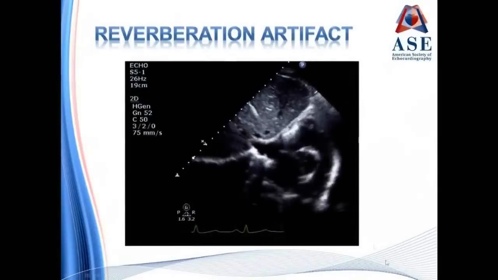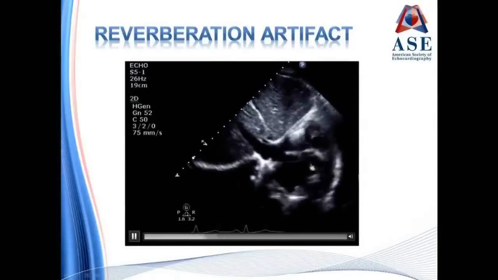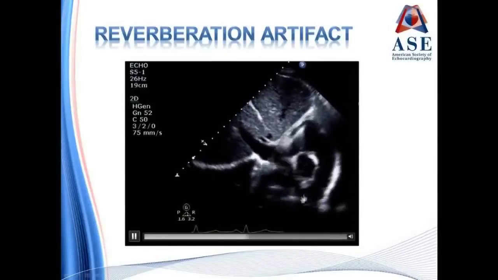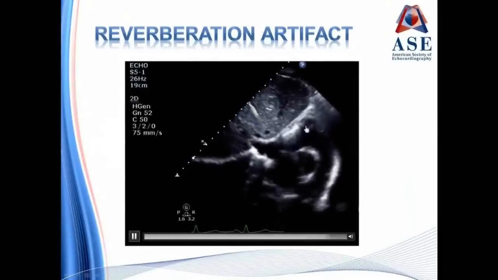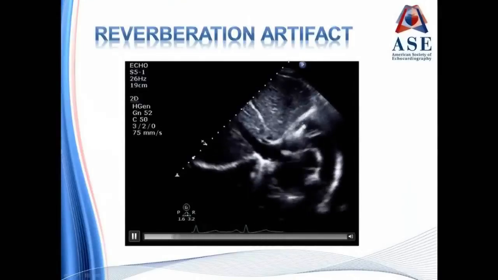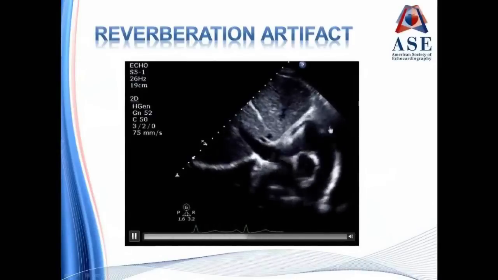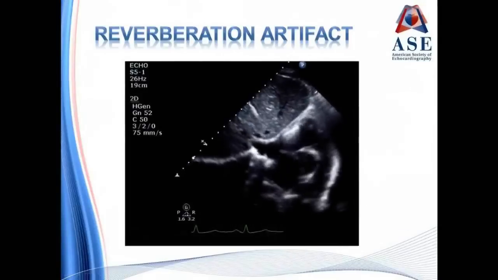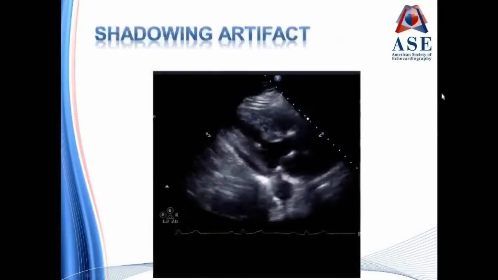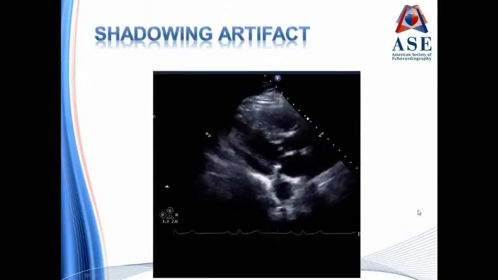We also can get reverberations. This you'll recognize as a subcostal view, IVC, right atrium. Here's the aortic valve, although not well seen, and the pulmonary artery. This patient has a pacer wire in their right ventricle, and we see all these lines hanging off the pacer wire. They aren't actually there. It's because the pacer wire is so bright that it's sending a signal back to the transducer, and the computer's misinterpreting that returning signal.